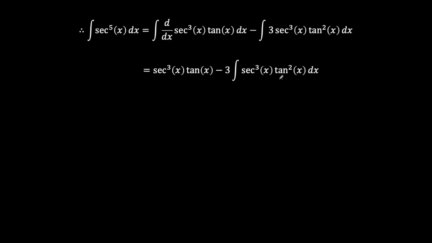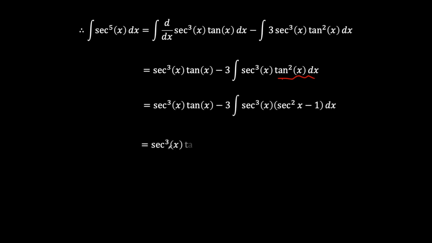And then now we know what tan squared x is. Tan squared x is the same as sec squared x minus 1. So if we substitute for tan squared x with sec squared x minus 1, what we get essentially is sec cube x tan x minus 3 times the integral of sec to the power 5x minus sec cube x.